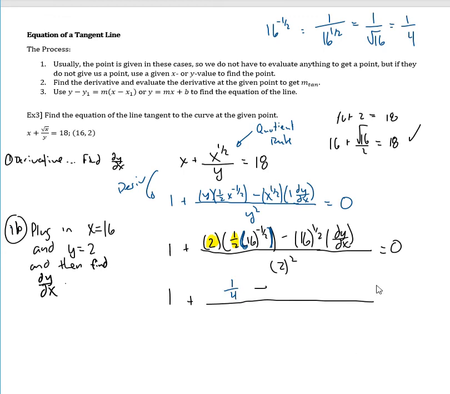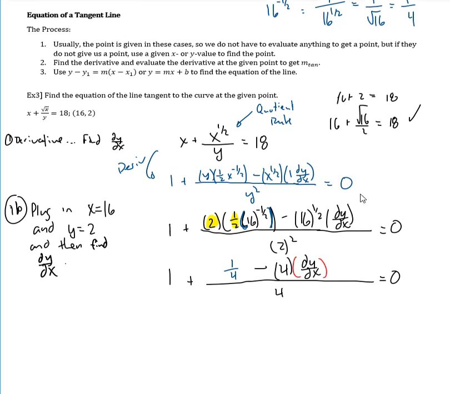16 to the 1/2, we just talked about it, is 4 again. And then dy/dx, and then 2 squared is 4, equals 0 there. Okay, so this is what this looks like so far. And then I still want to solve, I can put it in the red parentheses, I want to solve for this dy/dx. However way you think is best to get there is fine, as long as it follows math rules.